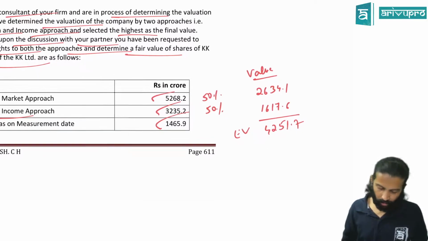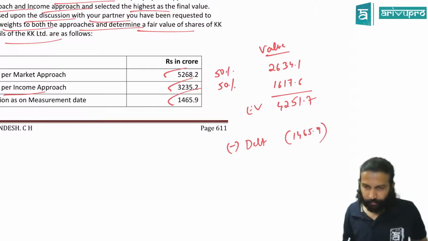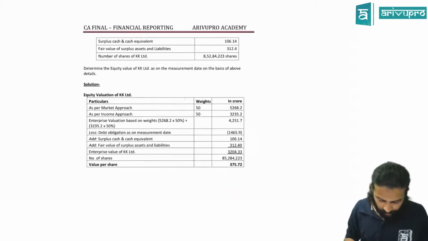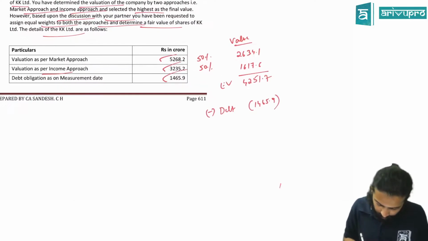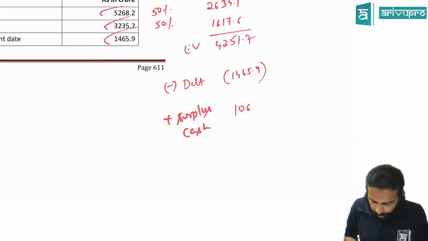Okay. So you have debt obligation. What do you have to do for debt obligation? Reduce debt obligation of 1465.9. Till now we have captured everything. Let's read further. Anything else there? We have some surplus cash, it seems. So what do you have to do for that? Add surplus cash. That is 106.14. 106.14 is the surplus cash.